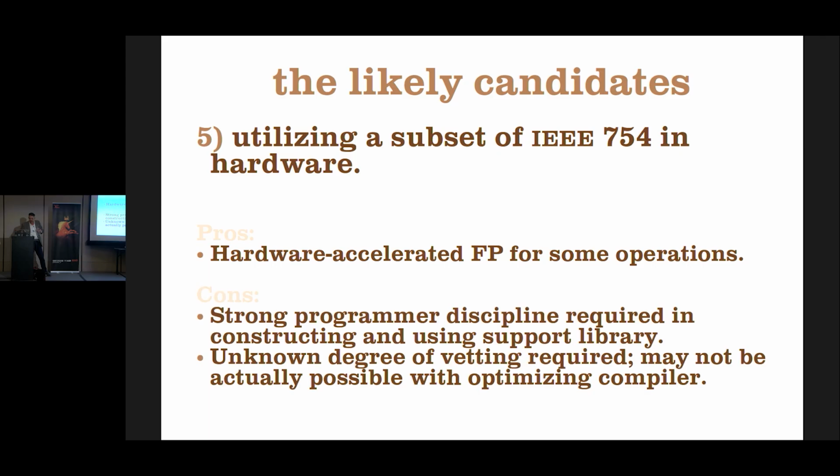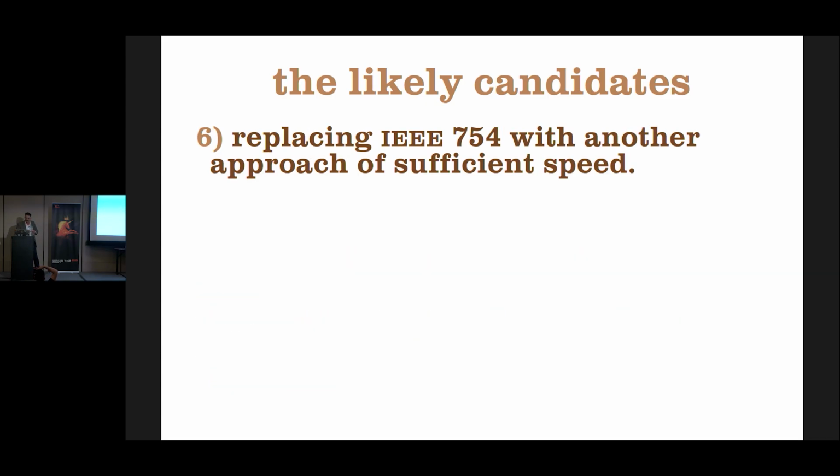And then the other option is to go through IEEE 754 in hardware, or utilizing something. What this is building is a library that uses parts of 754 that are known good, and then you have to enforce the programmer discipline of only using the parts that are known good. You have to use this library, and that way you do get the benefits. I still think there's some questions around compiler optimization in particular to be worried about, but yeah, unknown degree of vetting required. There's a lot hanging on those words.